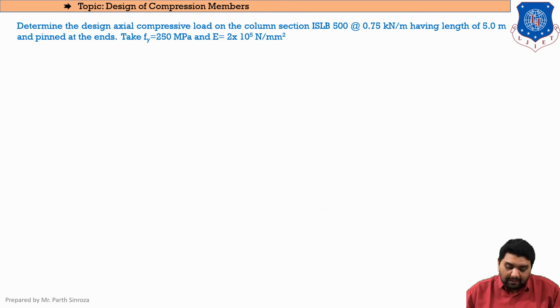So moving forward, the sectional weight is given, and it is given that it has a length of 5 meter and is pinned at ends. Pinned at ends means it is hinged at both ends. Take Fy equal to 250 and modulus of elasticity is 2 into 10 raised to 5 Newton per mm square. Clear? So now we are starting with our portion of columns.